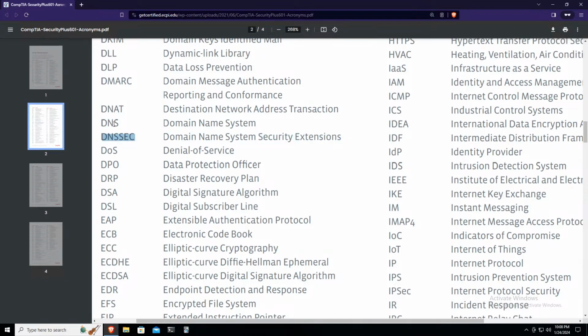DNSSEC, well, the security for the domain name system, essentially a set of security settings for purposes like keeping the DNS records private.